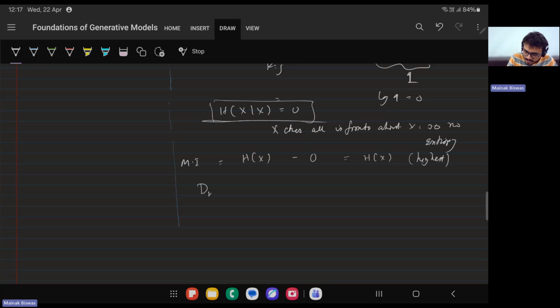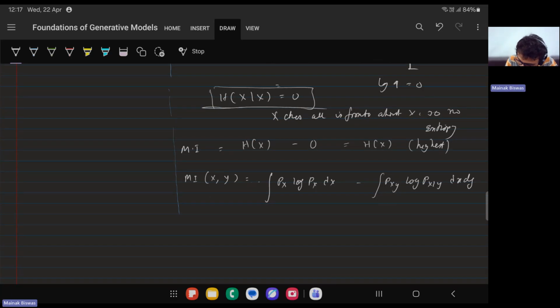What is KL divergence? First, let us write this down. KL divergence between P and Q distribution, right? Not KL divergence, sorry, mutual information. Mutual information between X and Y can be written, as I said, as the integral of P of x log P of x dx minus the integral of P of xy log of P of x given y dx dy. Again, if you look at this, it is negative here and positive here, because this is entropy of x minus entropy of x given y.